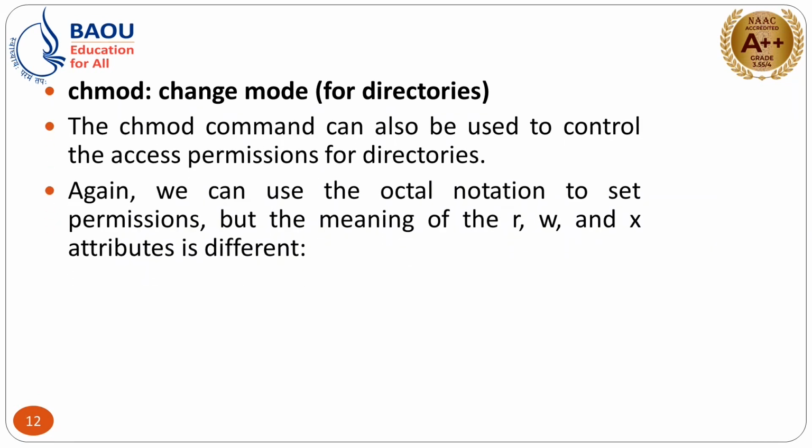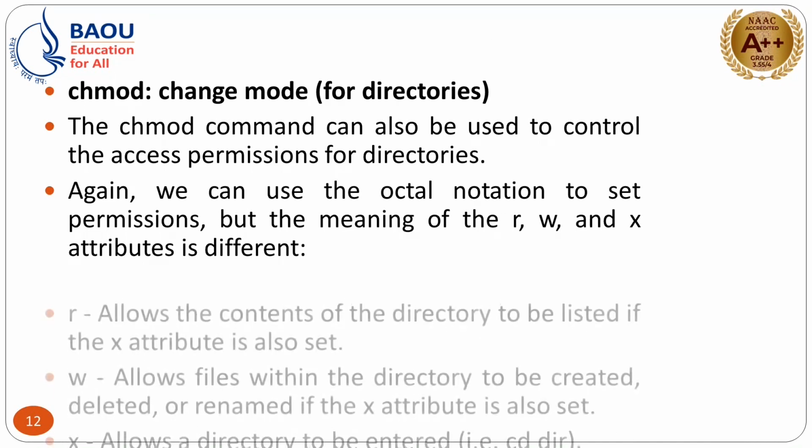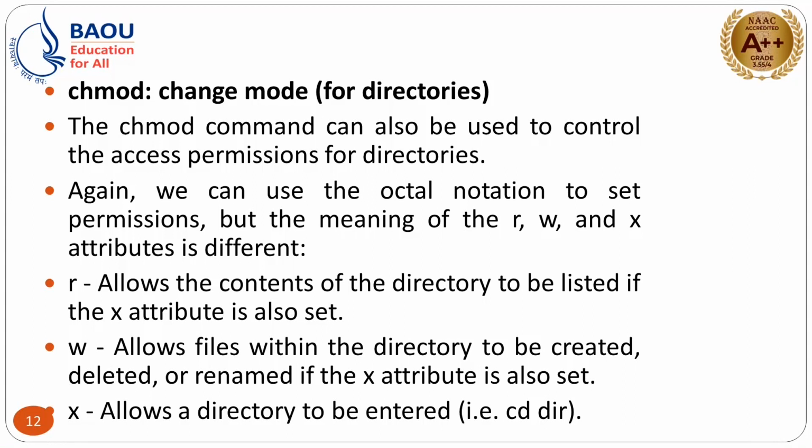For a file, you can assign read permission, write permission or execute permission. Slightly it will be different for directories or folders. How can it differ? For a directory, R allows the contents of the directory to be listed, and the X attribute, that is the execute attribute, is set. That means if the execute attribute is set, you can move inside that particular directory and you can list all the files or subdirectories available in that folder with the help of the R option.